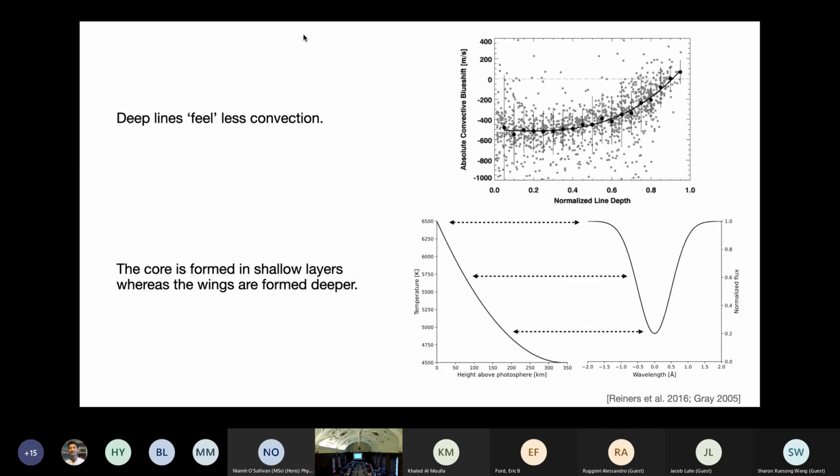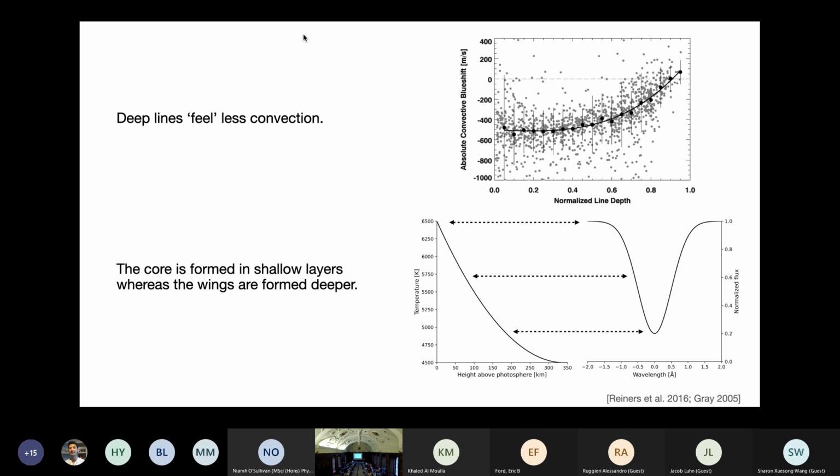Now, this 300 meters per second value is only an average. In fact, if you would measure it for each individual spectral line, you would see that it's a whole bunch of different values. I think Xavier was showing you this graph the other day. And what you will see is that it's actually much stronger for weaker lines and much weaker for stronger lines. So deep lines feel convection to a lesser extent.